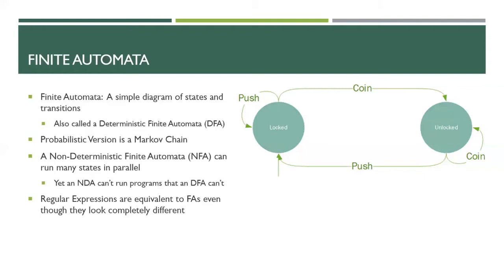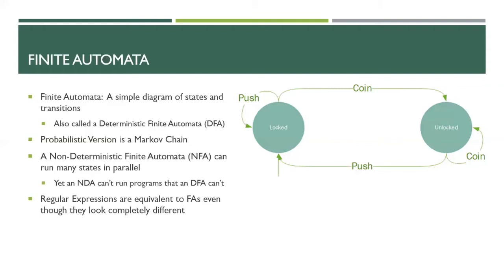However, a non-deterministic finite automata runs exactly the same class of programs as a deterministic finite automata. So even though it might be in theory faster, it is not more powerful. It cannot express algorithms or programs that a finite automata can't. You would think it could, because it can be in multiple states, but it can't.